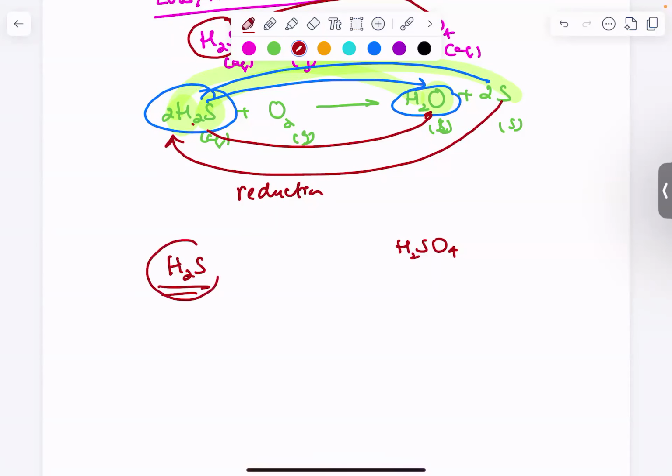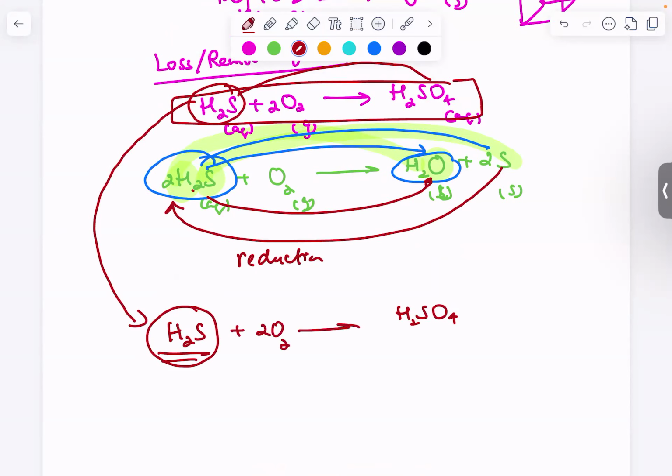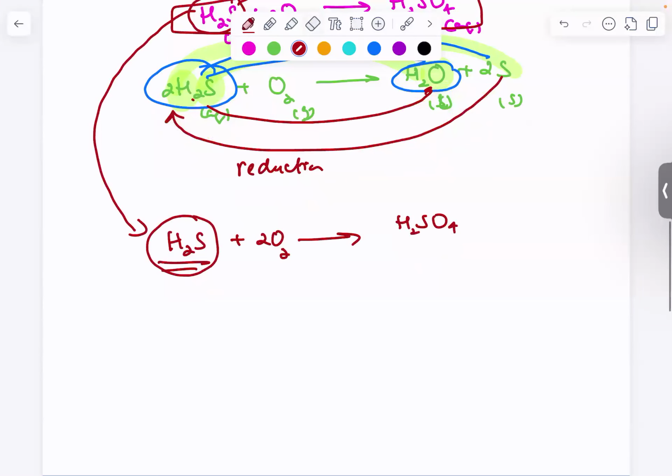So let's check the above equation, this one. H2S plus O2. Let me write the whole equation. Now let's check sulfur only. If there would be any change in sulfur, then we will be confirmed that oxidation or reduction has taken place. So find out the oxidation number of sulfur.